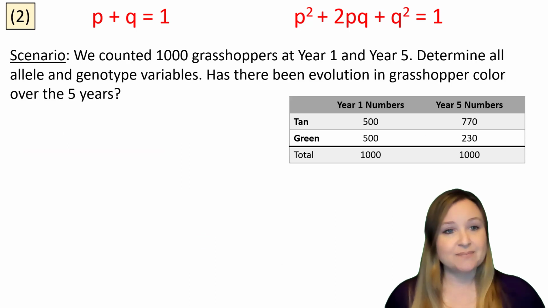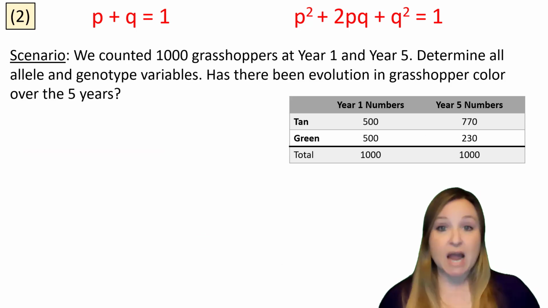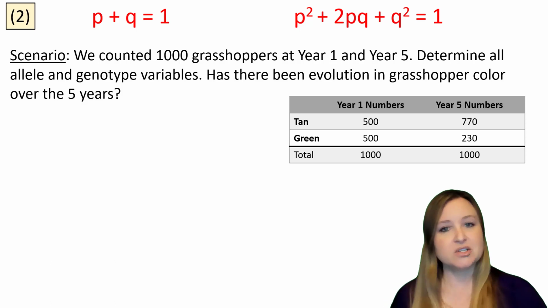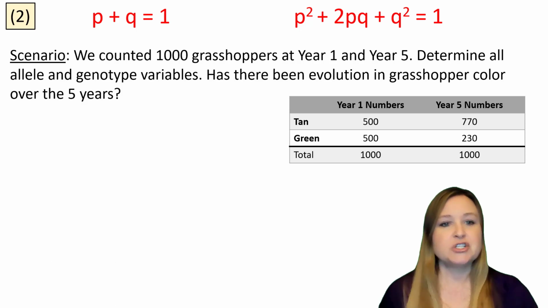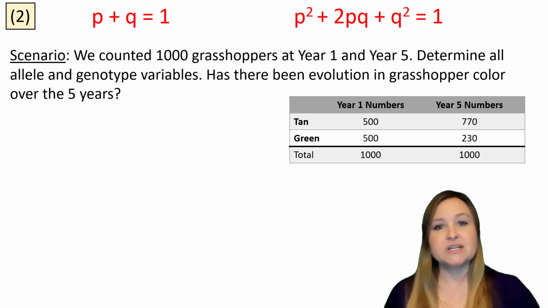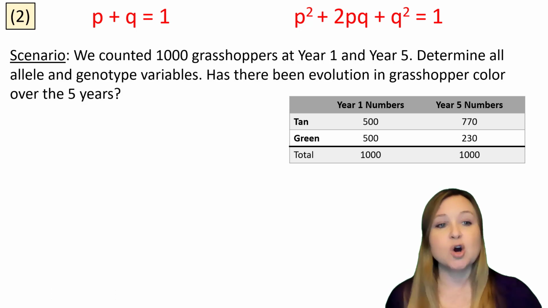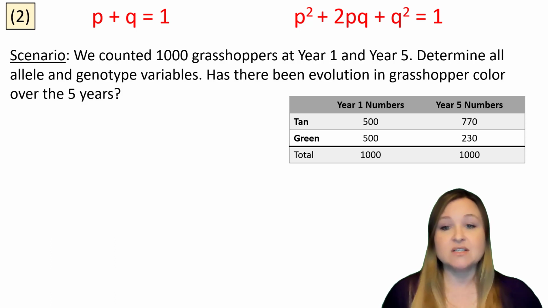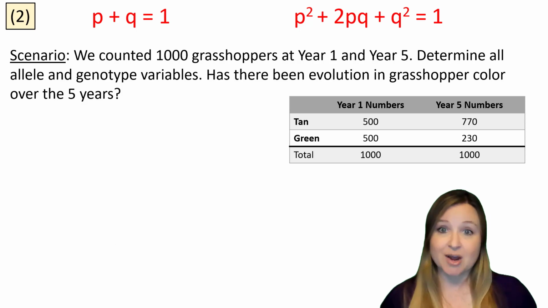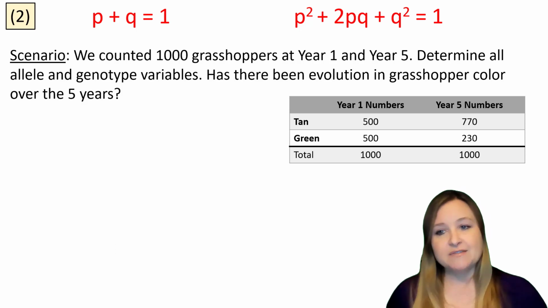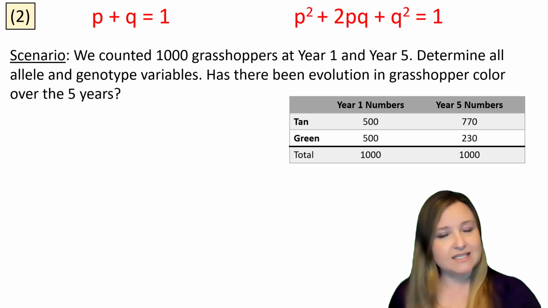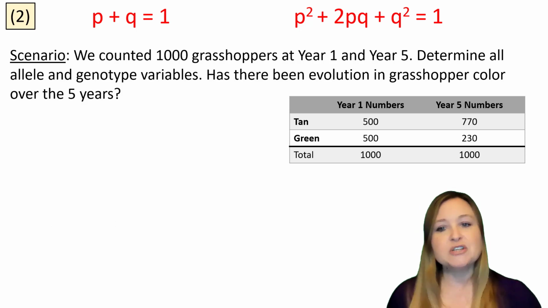Now here's our question. We counted 1,000 grasshoppers at year 1 and 1,000 grasshoppers at year 5. Determine all allele and genotype variables. Has there been evolution in grasshopper color over the 5 years? So here are our numbers for year 1. We counted 500 tan grasshoppers and 500 green grasshoppers. At year 5, we counted 770 tan grasshoppers and 230 green grasshoppers.